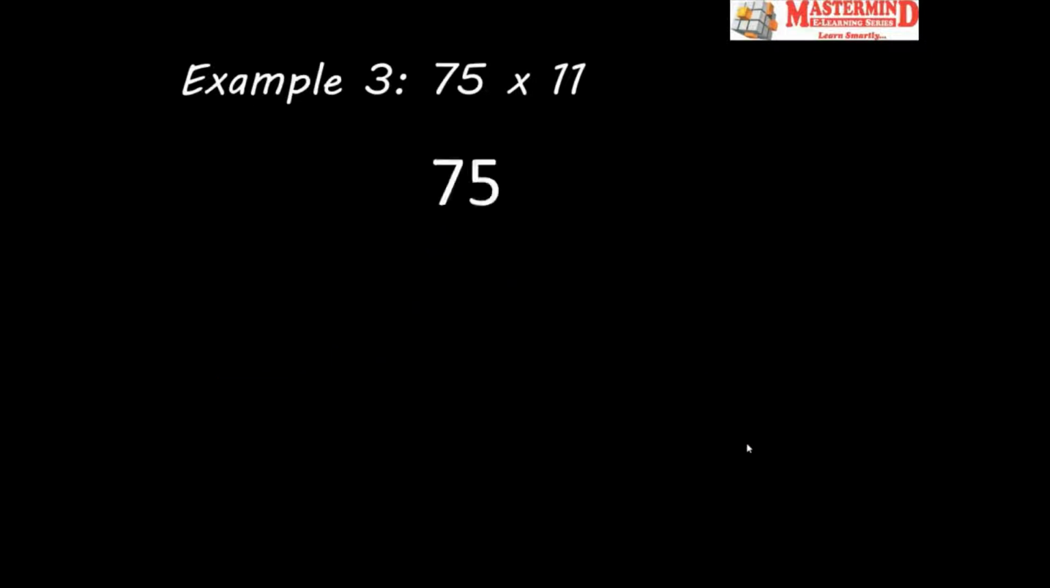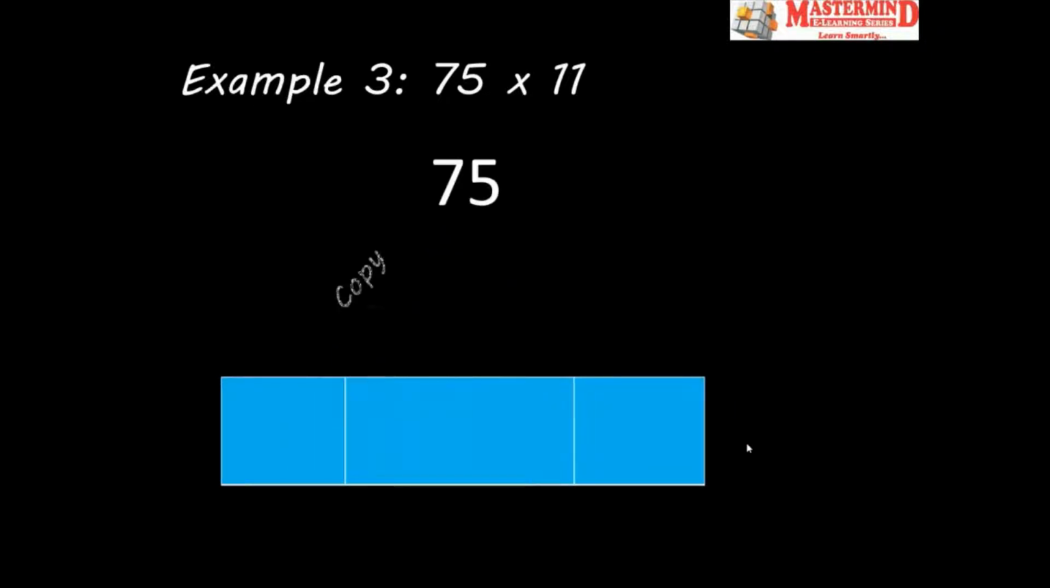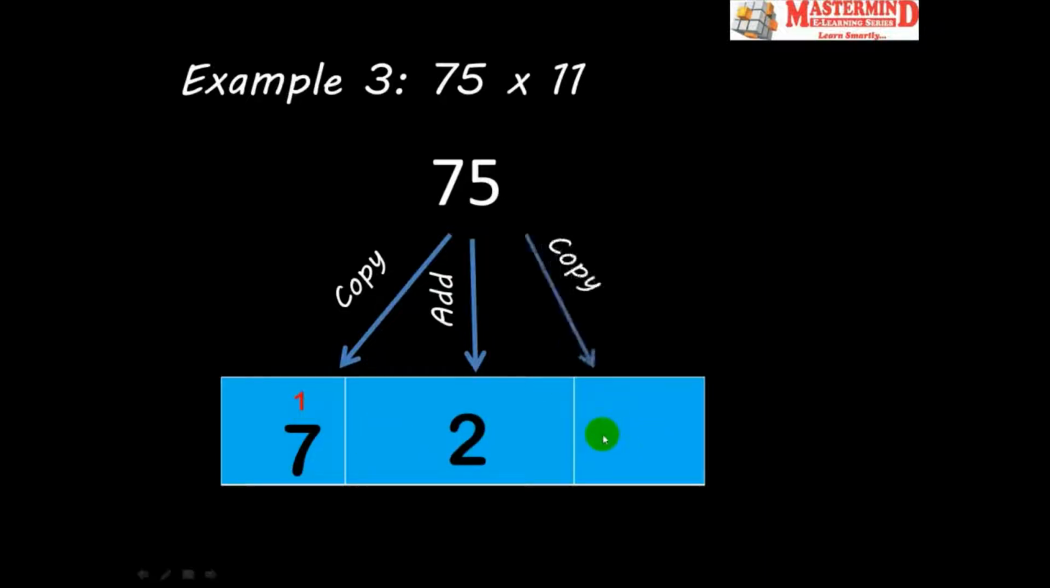75 multiplied by 11. So copy the first digit as it is. Then we add the 2 digits, that is 7 plus 5, which is 12. Again, it is a 2-digit number. So write 1 over the 7 and 2 will be written in the center. And then copy the last digit, 5. Now we add the 7 and 1 together, which is 8. And the other 2 digits are 2 and 5. So our answer is 825. So this is how we multiply a 2-digit number by 11.